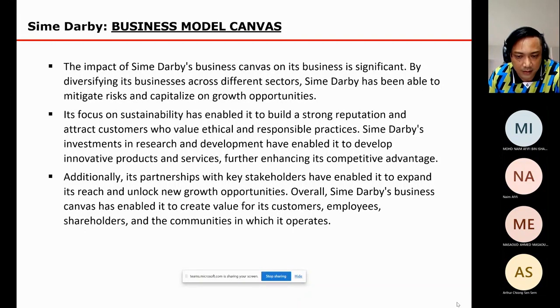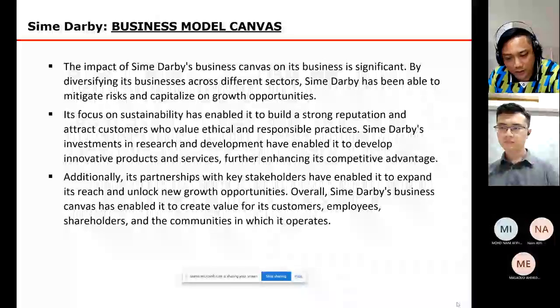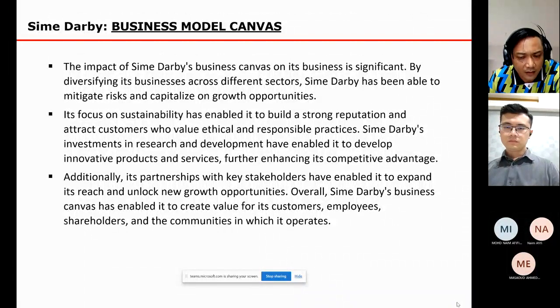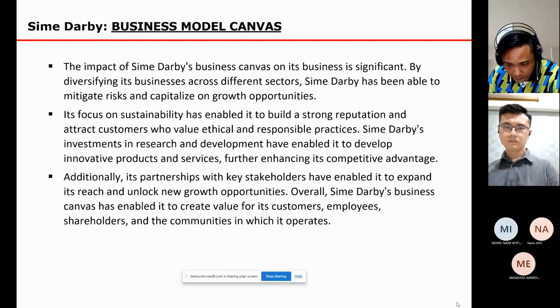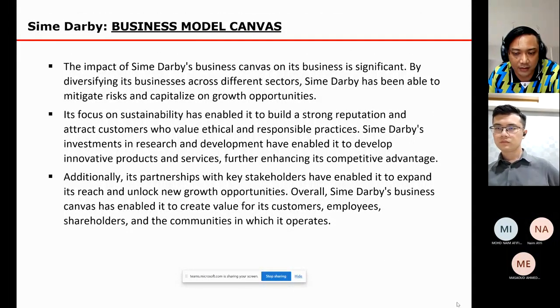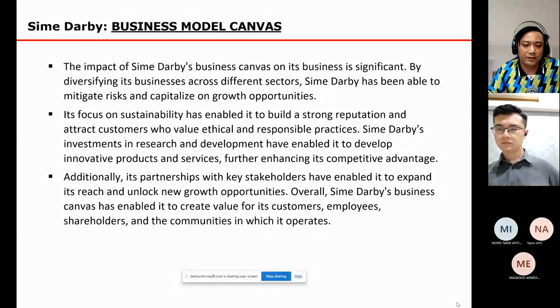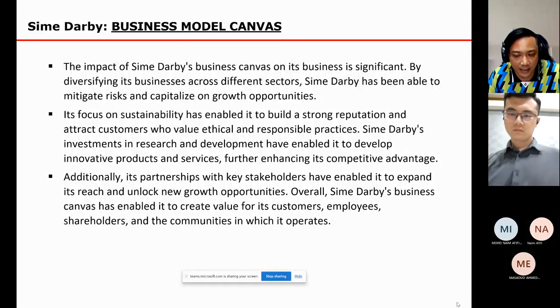And for all this cost structure, the next pillar is the revenue streams. SIMDB's revenue stream came from the sales of automotive products and services, and from the sales of industrial and engineering products and services. The revenue stream also came from logistics and shipping services, and last, from the healthcare services that they provide.